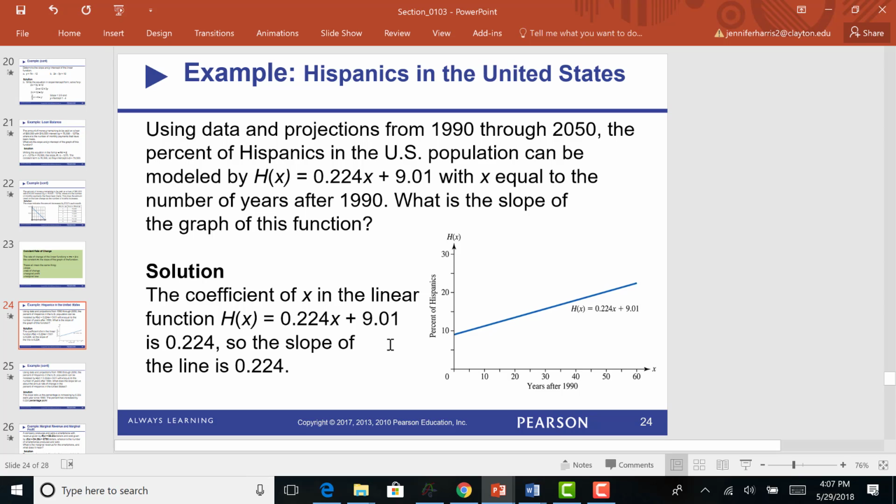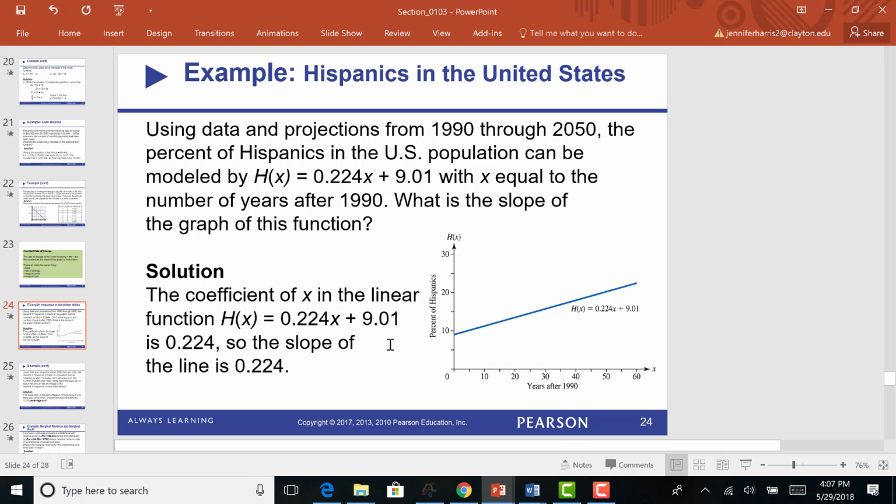We are trying to figure out what the slope is, but are you okay with the conversation? We're just talking about different years. How many what? The percent of Hispanics in the United States. Given this year, what's the percentage of Hispanics? That's all the conversation is about. So based upon that, can you tell me what the slope is? 0.224.